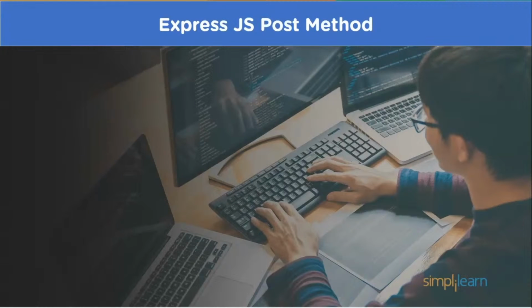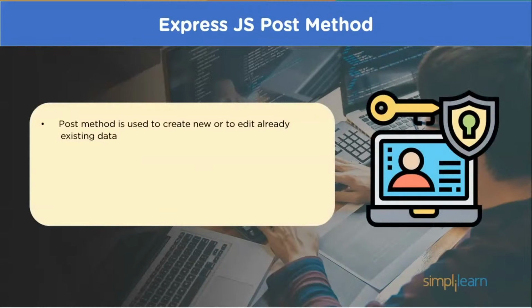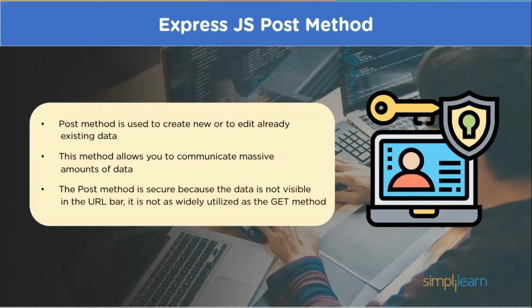Now we'll see the Express.js POST method. The POST method is used to create new data or to edit already existing data. This method is used to communicate with a large amount of data. The POST method is secure because the data is passed in a request body and not visible in the URL, and the user is not able to bookmark it. Mostly, we use the GET method only, but when we want to send sensitive data, we use the POST method.